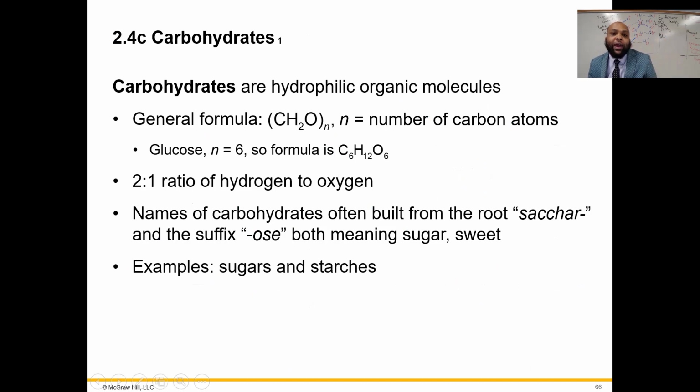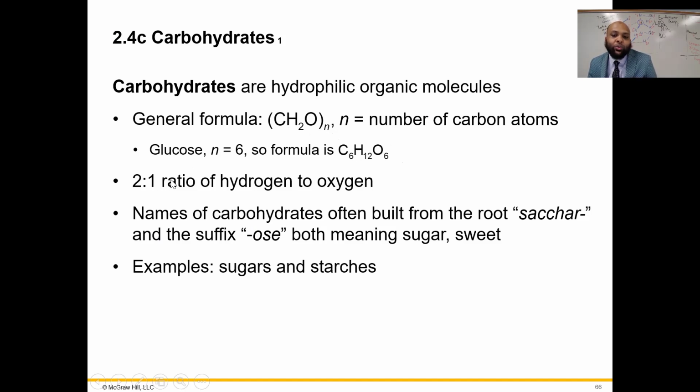Now let's begin with the first family, that is the carbohydrates. These are hydrophilic organic molecules. They have the general formula CH2O, and this N that's outside is the number of carbon atoms. So for example, glucose is N equals 6: 6 carbons, 6 times 2 is 12 hydrogens, and 6 oxygens. So we get C6H12O6. That is glucose. But the basic formula is CH2O.